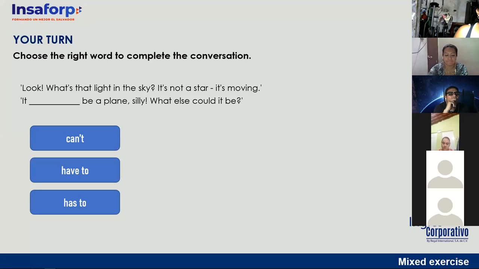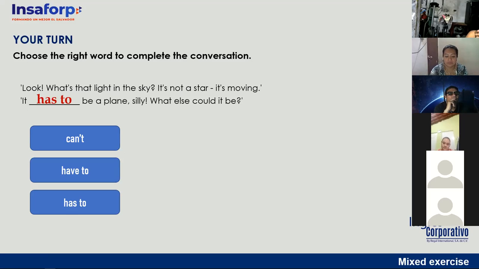And the other person said? It has to be a plane. See what else could it be? Okay. A plane. What else could it be? So your choice is the second one. Yep. Pero hay un problemita con esa opción. Has to. Correct, because the subject is it. The subject is it. It has to be a plane. Yeah. Okay. Thank you, Manuel.